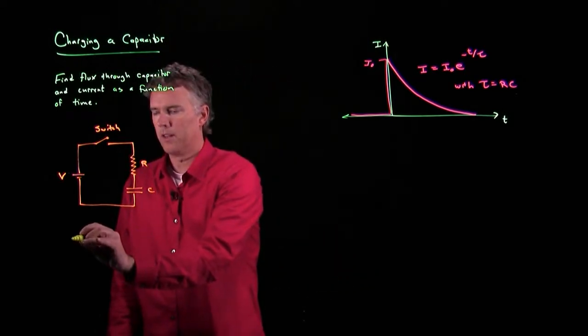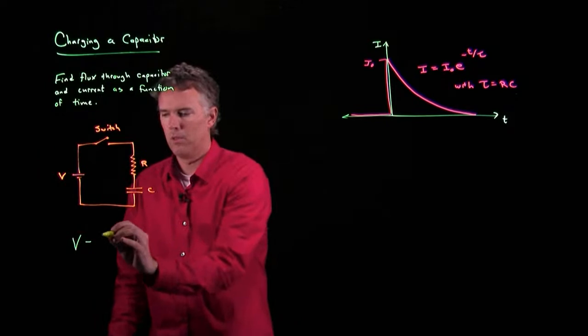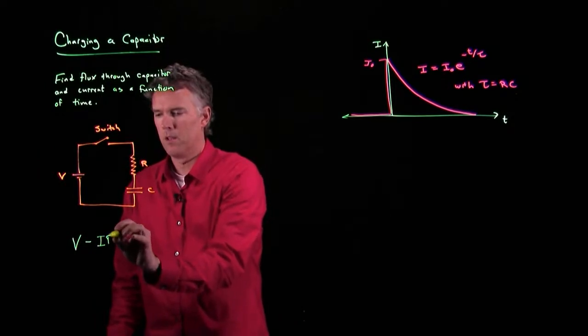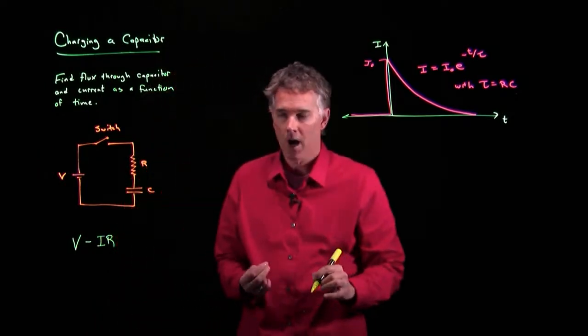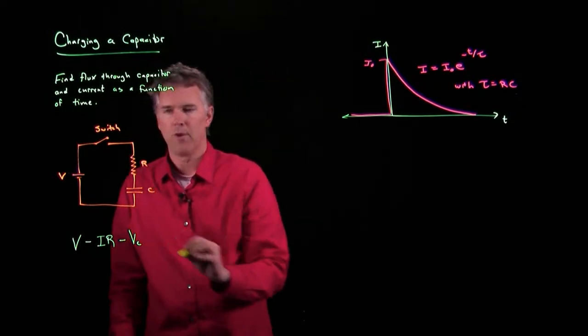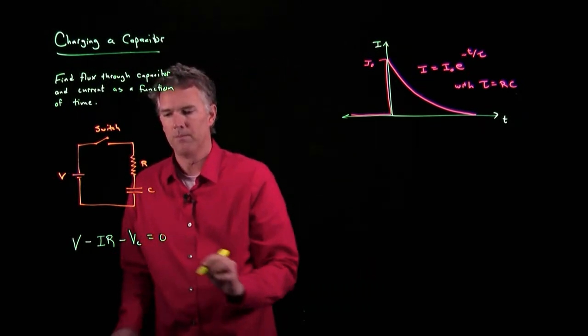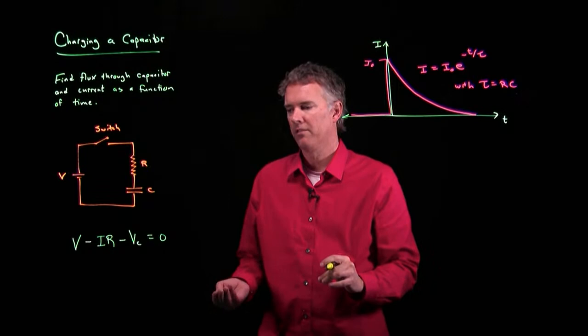Okay? So let's see what we do. If we start at V, we have potential V. When I go through the resistor, I have a drop of IR. When I go through the capacitor, I have a drop of VC. And then I'm back to 0. Okay? I'm back to exactly where I started.